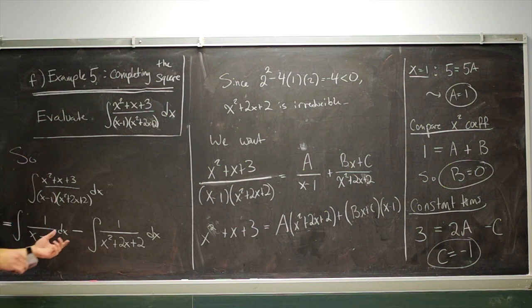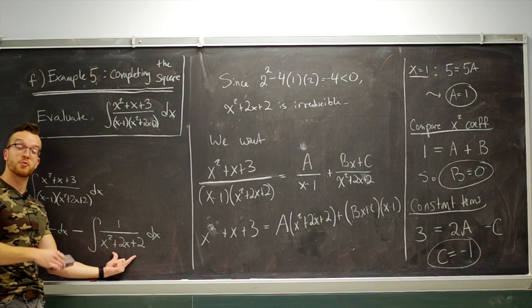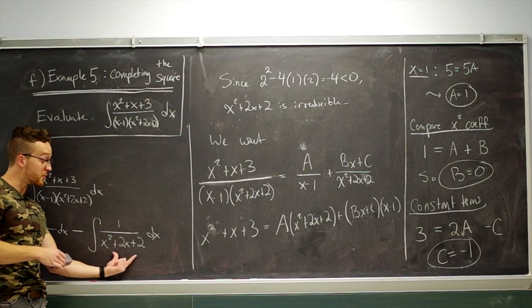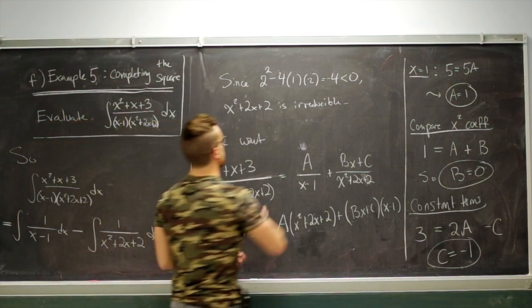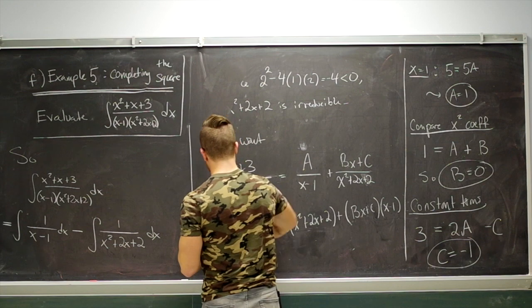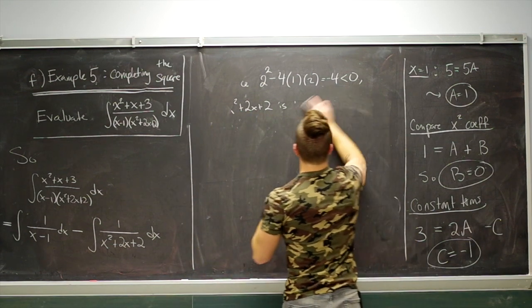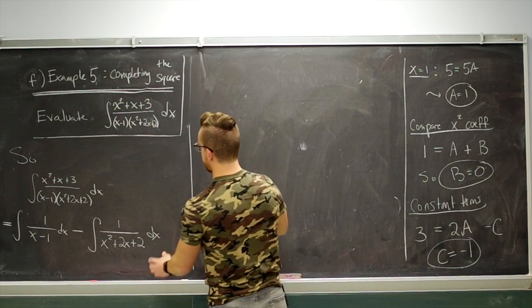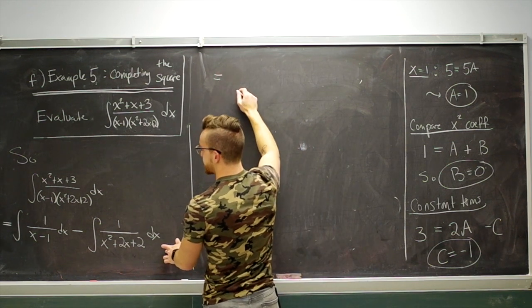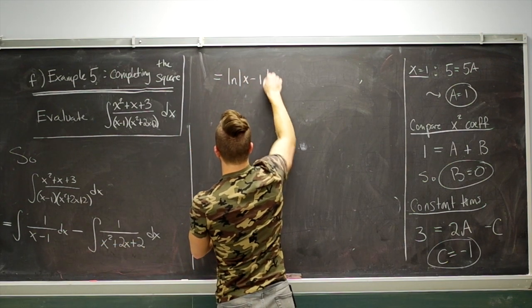Now it's just a matter of doing this integral. The first one is no problem. This second one is the one that we might have to think a bit about, and this is where completing the square comes in. So what's the deal? Let me take care of that first one. So continuing from down here, this gives me a log of absolute x minus 1.